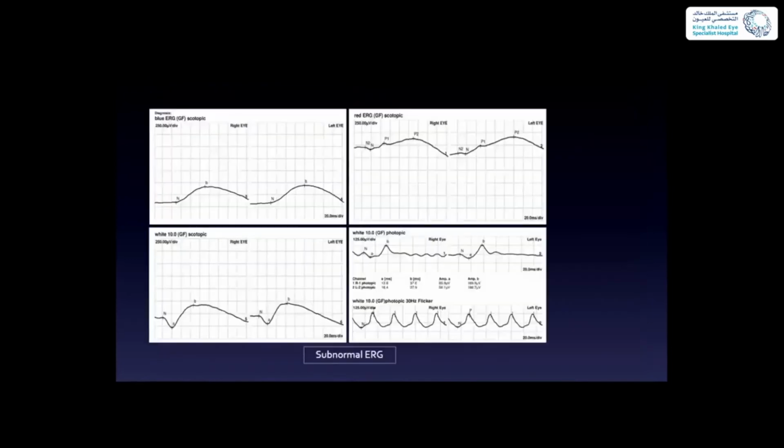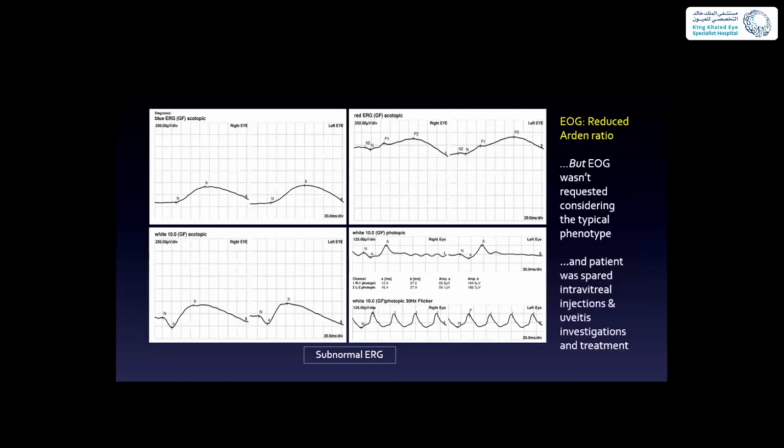Did we do more tests? Well, we did, to satisfy ourselves. And in fact, yes, the patient did have the subnormal ERG, and we could have done an EOG. If we had done an EOG, it would have shown the reduced Arden ratio, but we didn't do an EOG because in this case, it was so pathognomonic. And of course, the patient was spared intravitreal injections and treatment for inflammation.